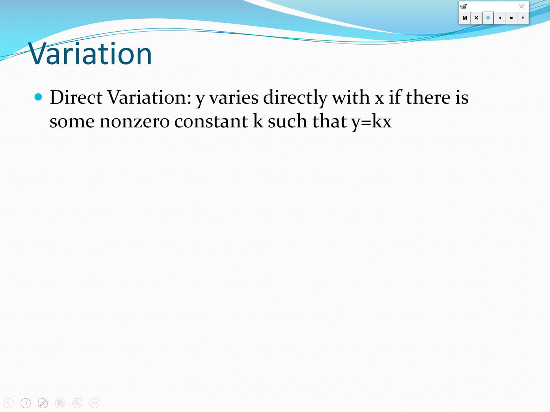First type, direct variation. Y varies directly with x if there is some non-zero constant, and we have to make sure we say non-zero, constant k such that y equals k times x. If k were 0, we would just have y equals 0 each time. So it has to be some non-zero constant k, so that y equals that constant times x.